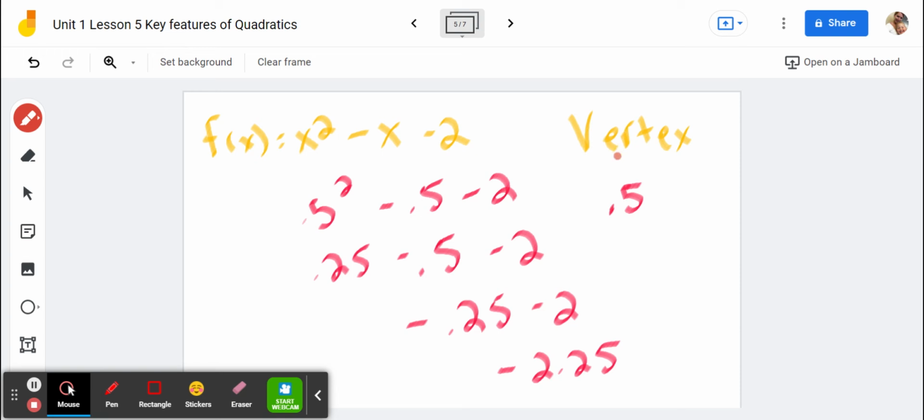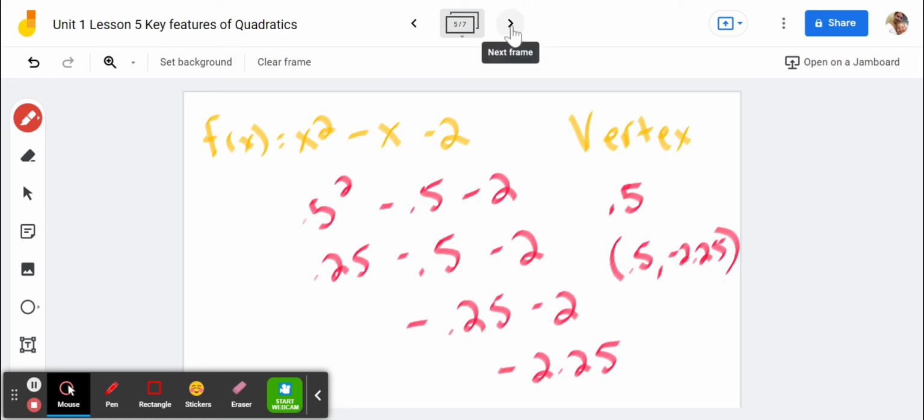So my vertex happens at my axis of symmetry, comma, what the y value is. So I input my axis of symmetry, I get my output. So I have 0.5, comma, negative 2.25. All right, so this is the bulk of them.